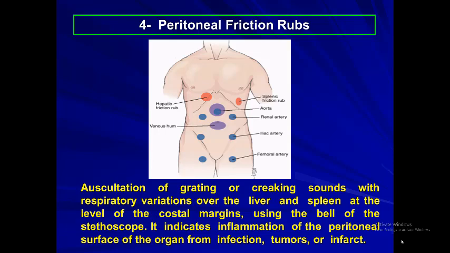Iliac arteries: auscultation will be below and lateral to the umbilicus. For peritoneal friction rub over the spleen or over the liver, you will auscultate a grating sound that changes with the respiratory cycle. This sound will have respiratory variations.